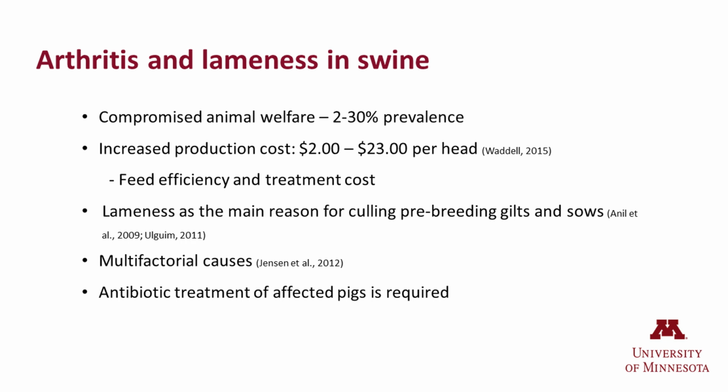And when we think about which animals are affected by Mycoplasma hyosynoviae, we think about the growing pigs, right? But also the gilts that are coming into the sow farm as replacements, those pre-breeding gilts, this is a problem as well. This is the main cause of culling.